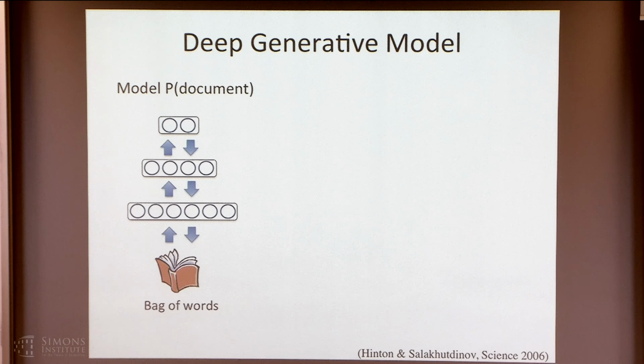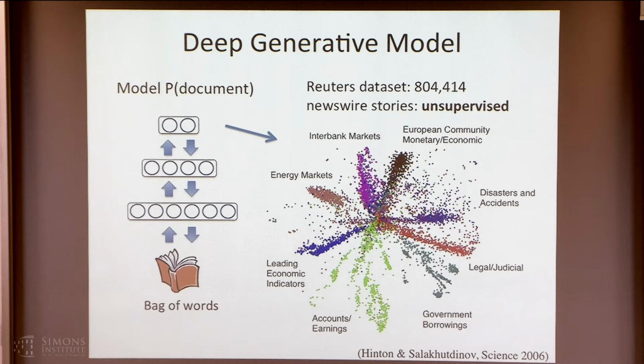Here's one example. Let me just show you a few examples before we get into the details. This is a hierarchical model. You have multiple layers of neurons. If you build this model based on a bag of words representation, just simple word counts of what you see on the web page, or in this case, news stories from the Reuters data set, and you look at the 2D embedding of those words, that's the kind of structure that you are discovering.